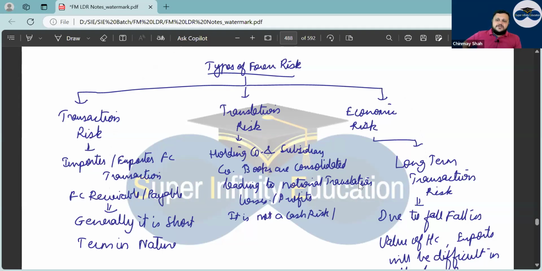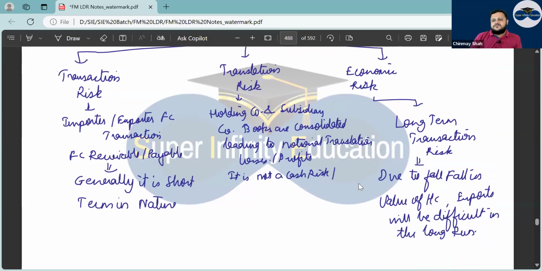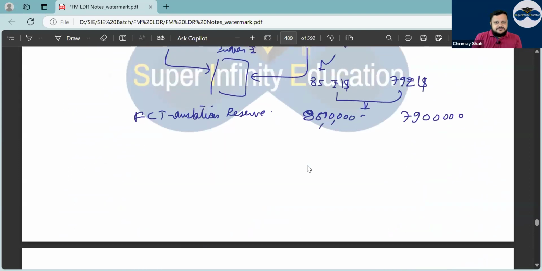Then economic risk is what? Long-term economic risk due to fall in value of home currency. Exports will be difficult in the long run. It happens a lot of times, correct? It is a long-term transaction risk, correct?